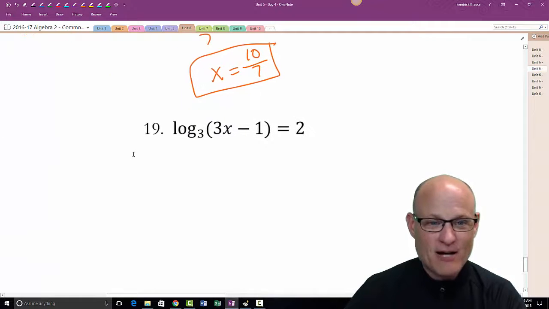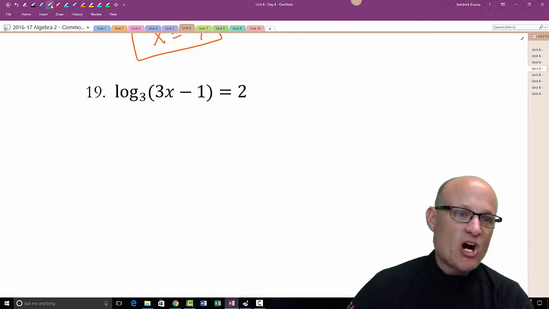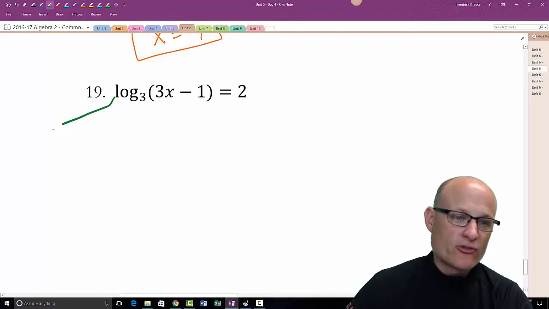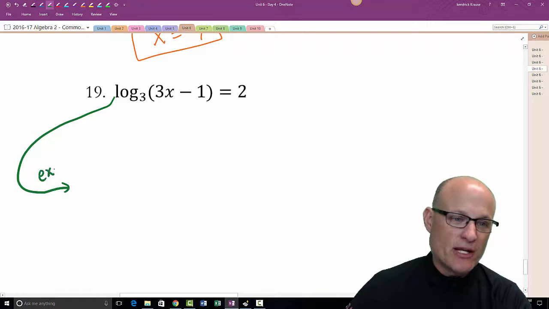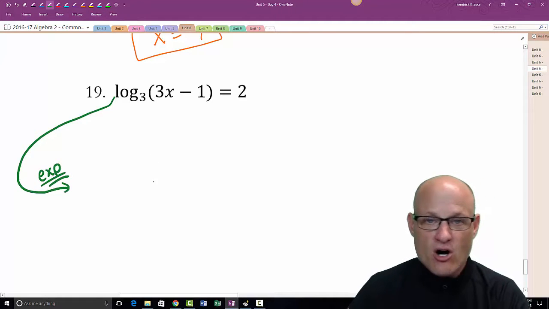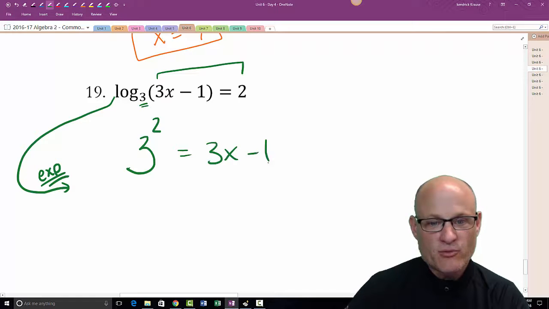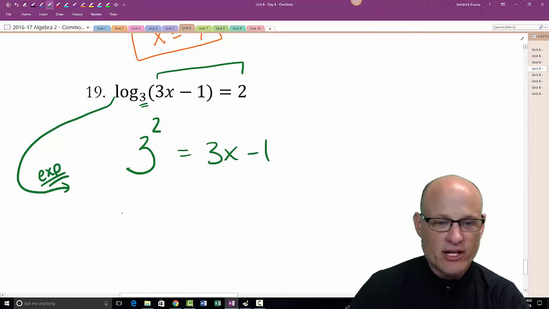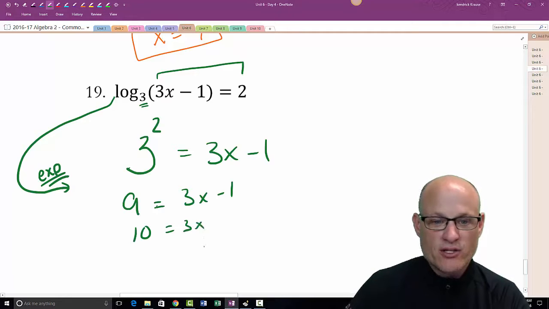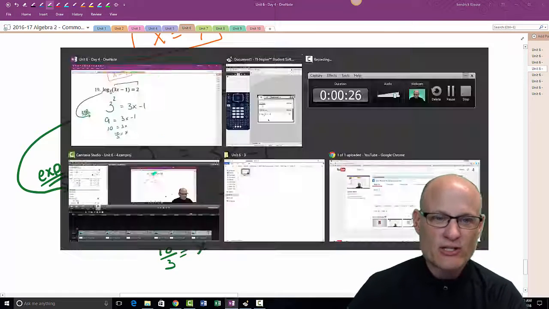All right, last problem. It's already got the weird thing alone, so we're going to change this into an exponential. And it's all about that base. So 3 squared, right? Remember, these two things are going to switch. This is the base. 3 squared is equal to 3x minus 1. We don't need a calculator for this, but we're going to check it using a calculator. So 9 is equal to 3x minus 1. We're going to add 1, so I get 10 is equal to 3x. And then divide, I get x is equal to 10 thirds. But we're going to check it.